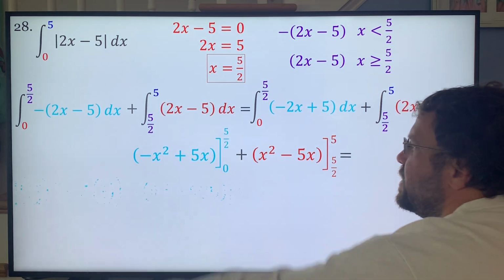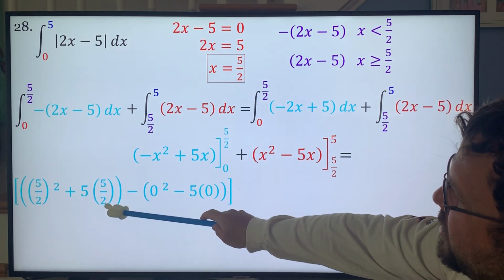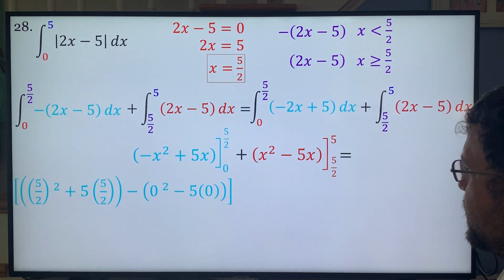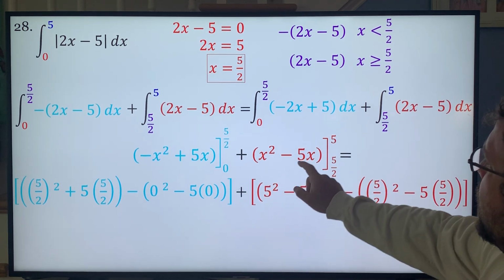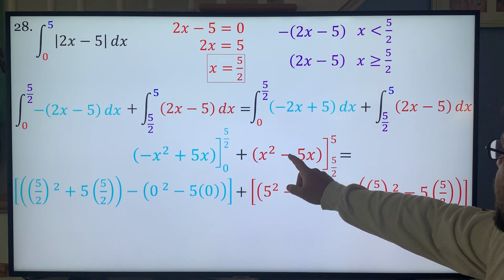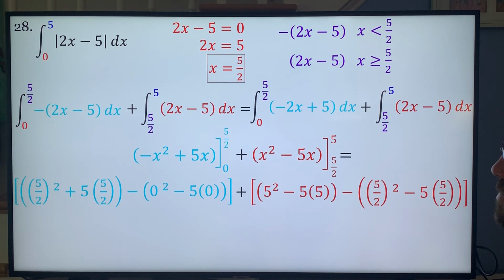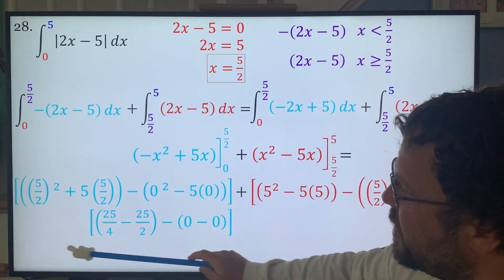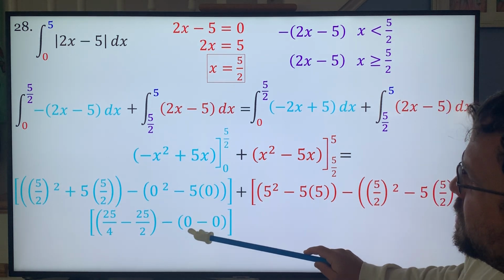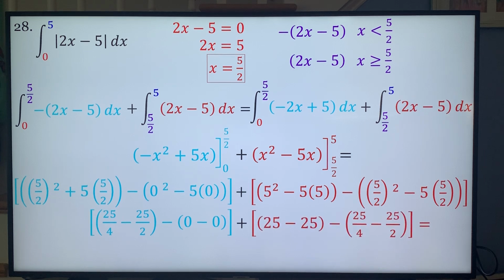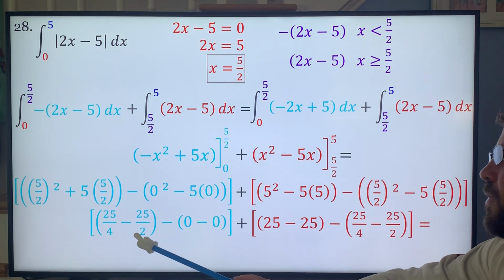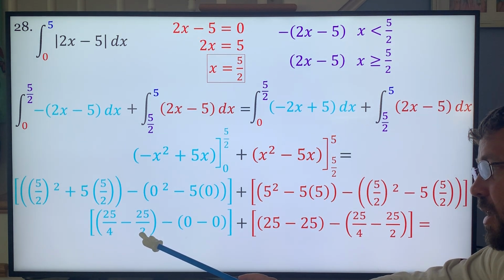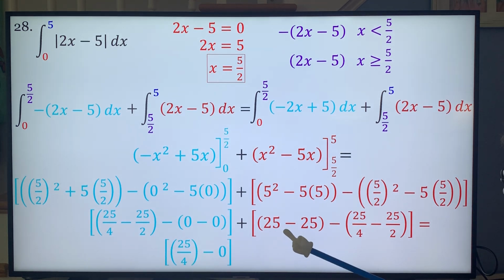Plug 5 halves in here. 5 halves squared minus 5 times 5 halves, minus 0 squared minus 5 times 0. Then 5 in here: 5 squared minus 5 times 5. Ooh, that's 0. 5 halves squared minus 5 times 5 halves. Reduce: 25 over 4 minus 25 over 2. This becomes 25 over 4 minus 50 over 4, so negative 25 over 4, minus 0.